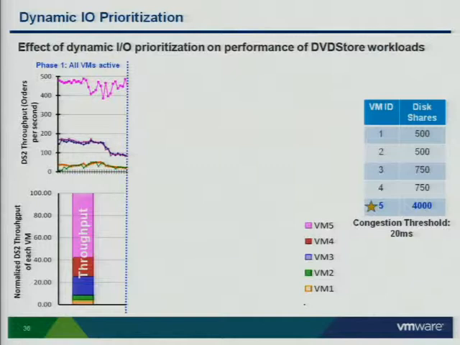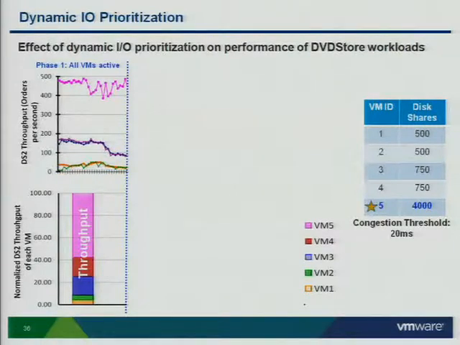In the first phase, all 5 VMs were running, and this led to congestion, which was detected by storage I/O control. The congestion threshold for this experiment was set to 20 milliseconds, and the latency was higher than this one. So storage I/O control started throttling the queue slots that were given to the VMs based on their disk shares. And since VM5, the critical VM, had the highest number of shares, it experienced the highest throughput of all the VMs. The throughput of the other VMs were in proportion to their disk shares.